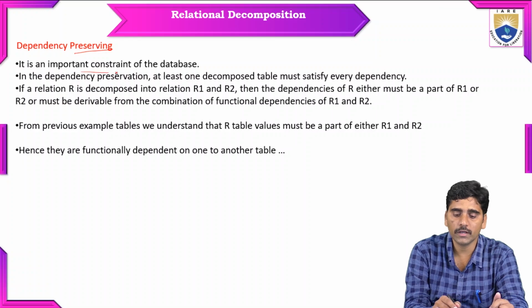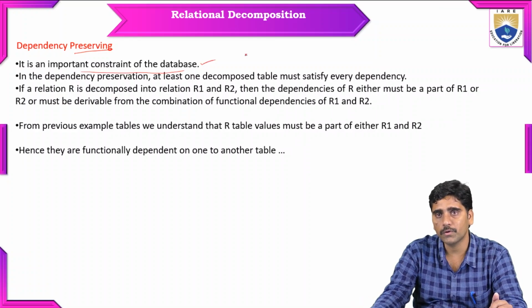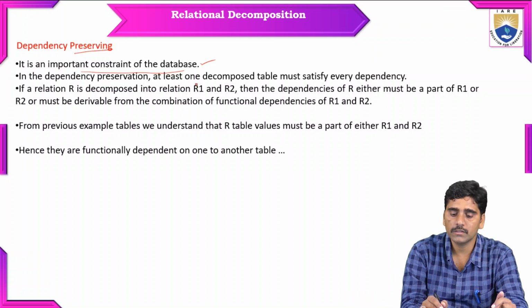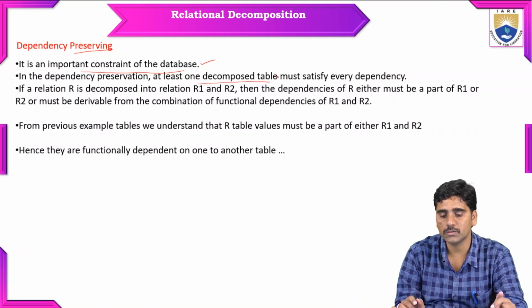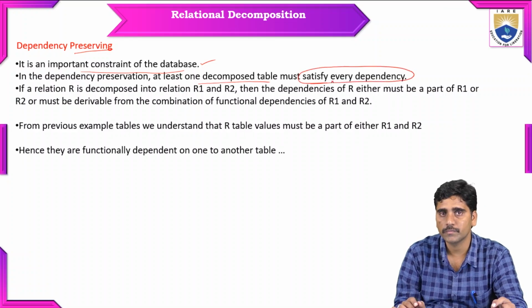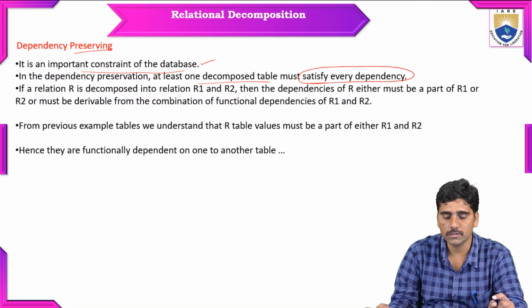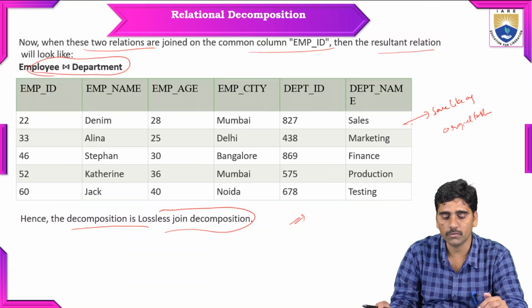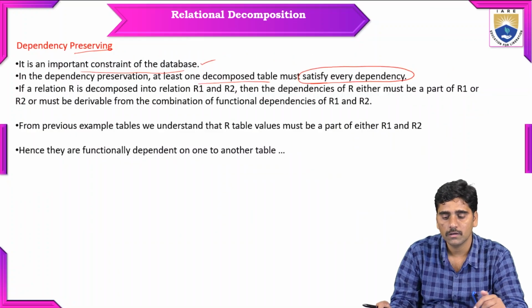It is an important constraint of the database. In dependency preservation, at least one decomposed table must satisfy every dependency. At least one decomposed table means here, of the two tables, the employee table and the department table, at least one will satisfy the rule of this table. So that satisfies every dependency.